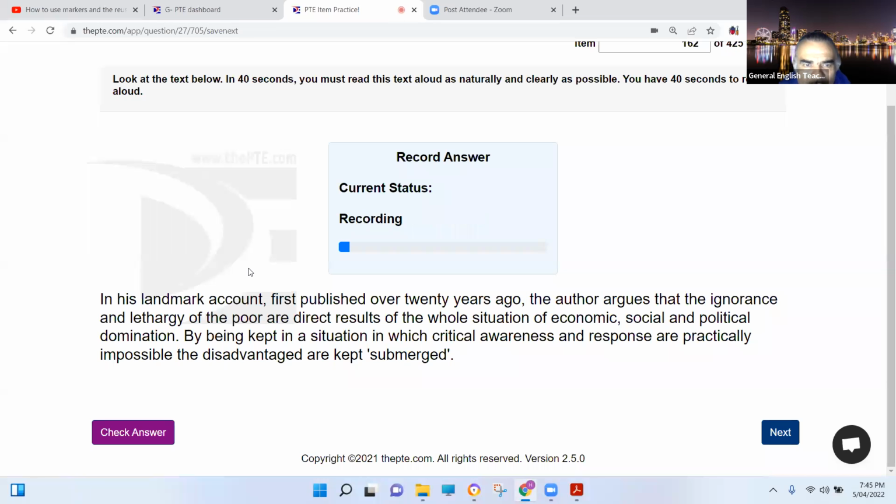In his landmark account, first published 20 years ago, the author argues that ignorance and lethargy of the poor are direct results of the whole situation of economic, social, and political domination, by being kept in a situation in which critical awareness and response are practically impossible and the disadvantaged are kept submerged.